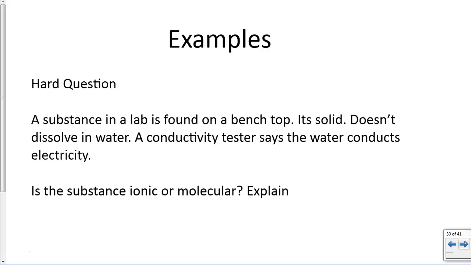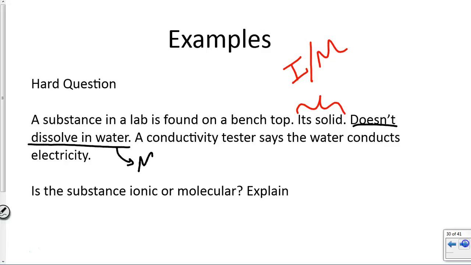Now, here we've got a whole bunch of information. Lots of information. I'm going to rip it apart. It's a solid. This means it could be ionic or molecular. This actually doesn't tell me anything yet. Now, if we take a look at the next part, it doesn't dissolve in water. If we remember correctly, our ionic compounds do dissolve in water all the time. So this leads us to believe that it's molecular. Now, the third one, a conductivity tester, testing for electrical conductivity, says that the water does conduct electricity. So that would lead us to think that this was ionic.